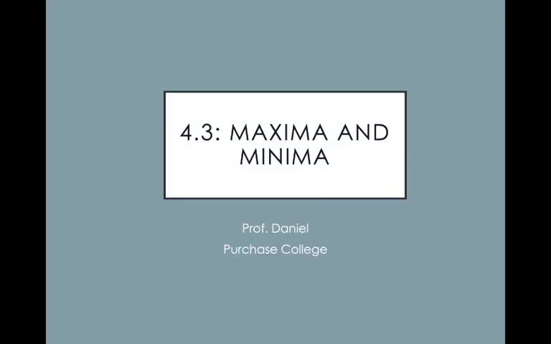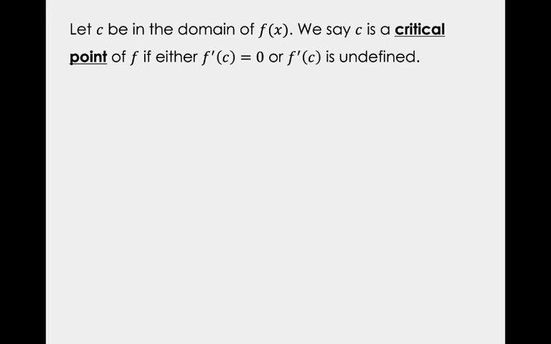All right, so let's continue our discussion of maximums and minimums in section 4.3. At the end of the last video, I defined a critical point for you. So let's revisit that as a way of review. Let C be in the domain of f of x. We say C is a critical point of f if either f prime of C is equal to 0 or f prime of C is undefined. And these were the places where we had potential maximum and minimum values.